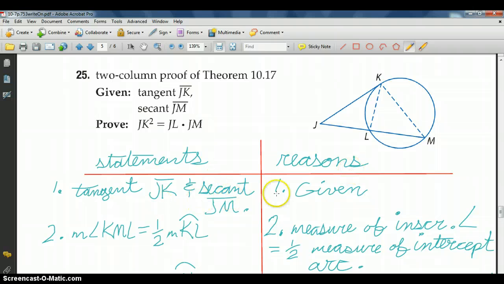So we state our given information. We're going to go about this proof in a very similar way. We're going to show that this triangle here is similar to this triangle here. By showing that those two triangles are similar, then we can write a statement of proportionality and cross multiply to get this result.